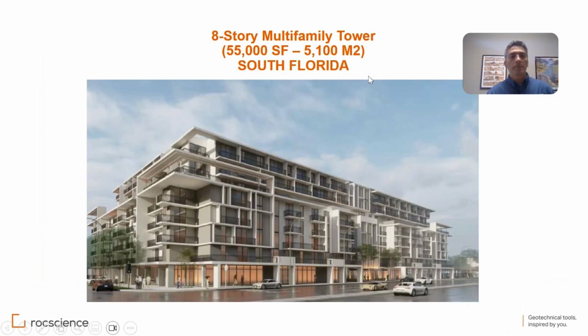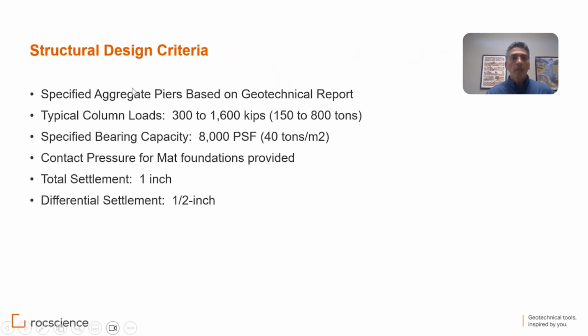So as I mentioned, I'm going to show you today a recent job we completed. We already built this job last year, November, December, in South Florida. This was an 8-story multifamily tower with a footprint of approximately 55,000 square feet. That's about 5,000 square meters. For the structural design criteria, the geotechnical engineer recommended aggregate piers, with typical column loads between 300 and 1600 kips, that's about 150 to 800 tons.